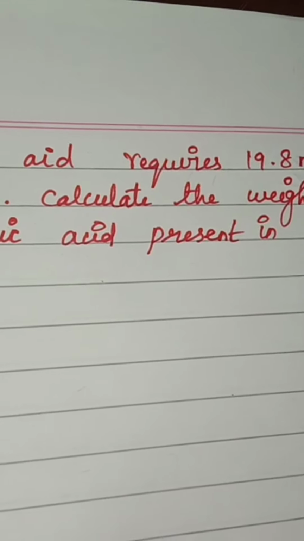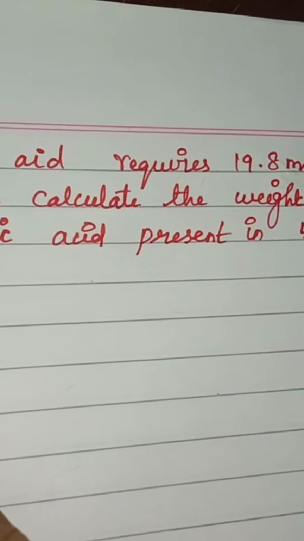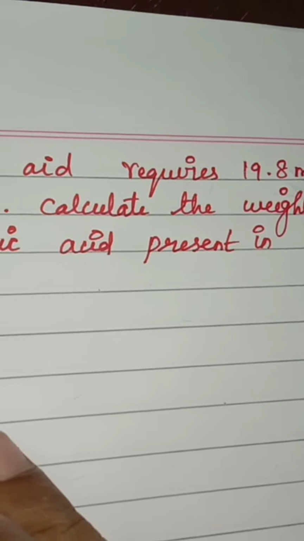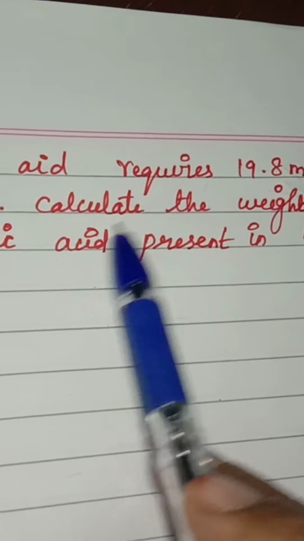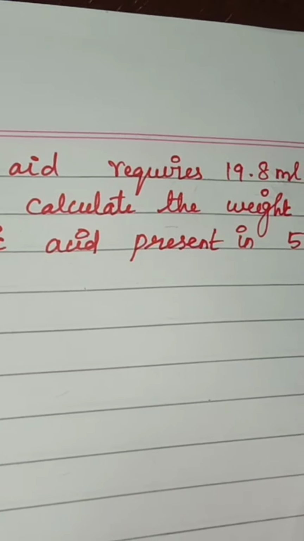So in the volumetric analysis, we are going to do one sum. 20 ml of oxalic acid requires 19.8 ml of 0.095 N sodium hydroxide. N means normality. Calculate the weight of crystalline oxalic acid present in 500 milliliter.